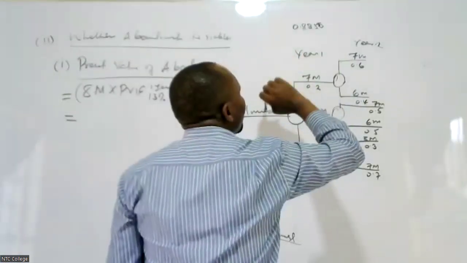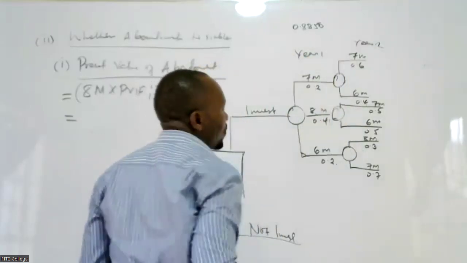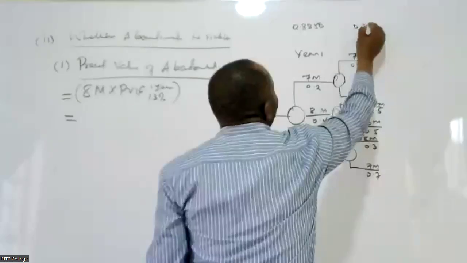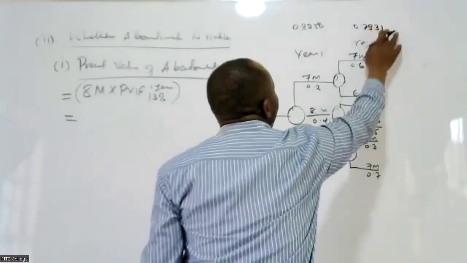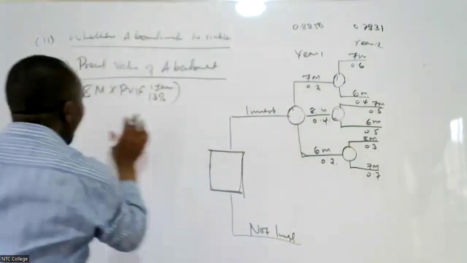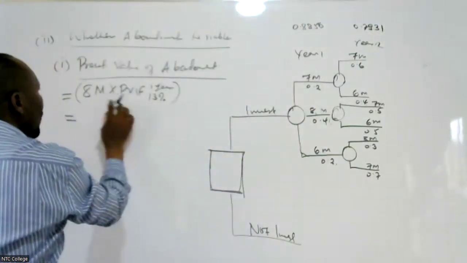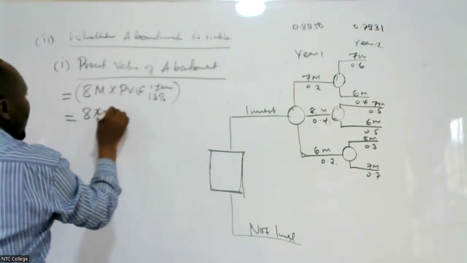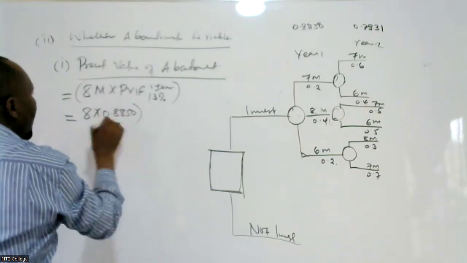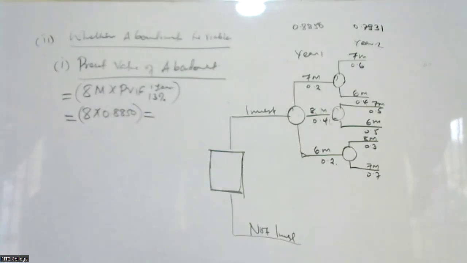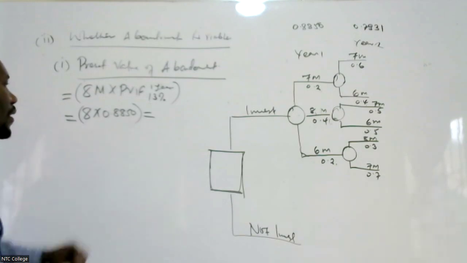Year 2, we got 0.7831. So we will use that one here. This is for year 1 because we are going to abandon it at the end of year 1. So we need to discount this at year 1. So we have 8 million times 0.8850 because that is the time you shall receive that cash. What is the figure that you're getting? If you decide to go with 7.08.